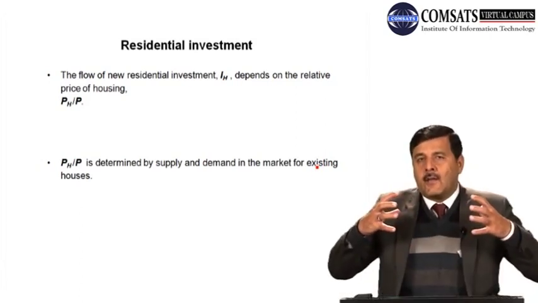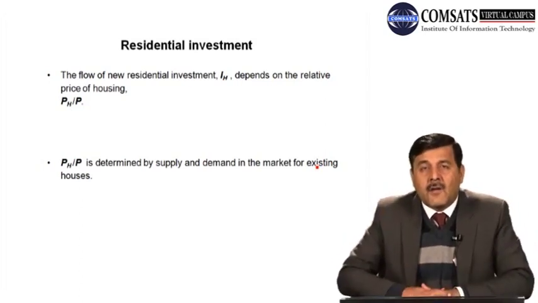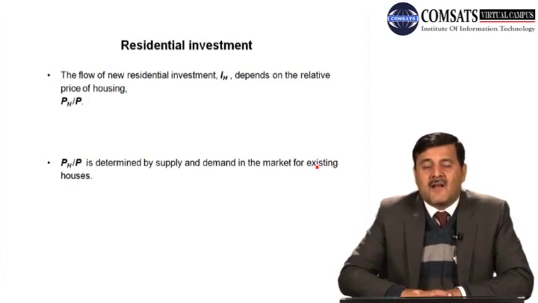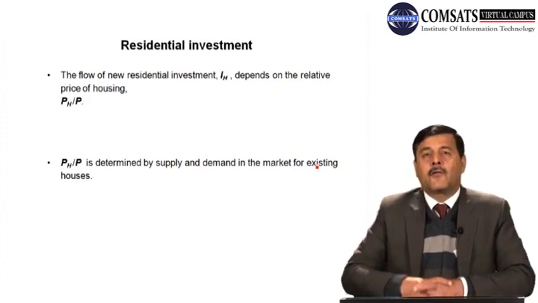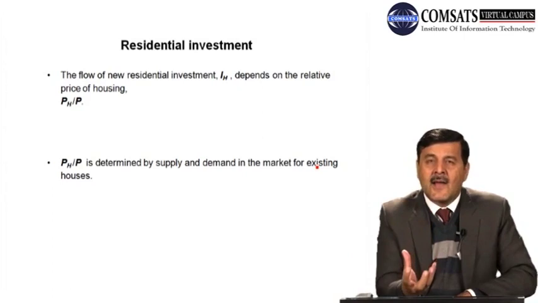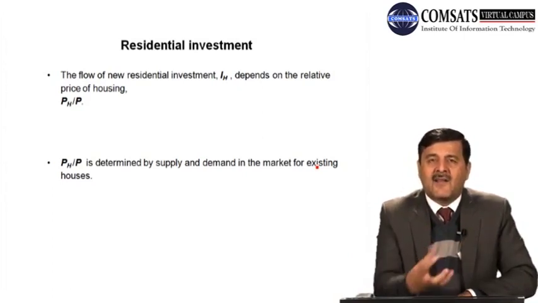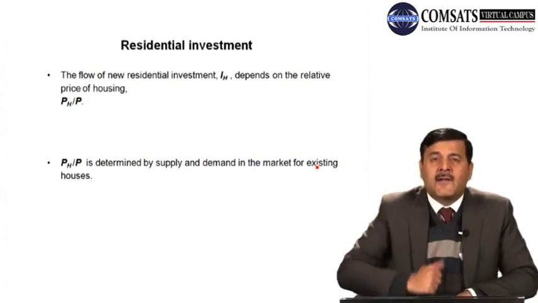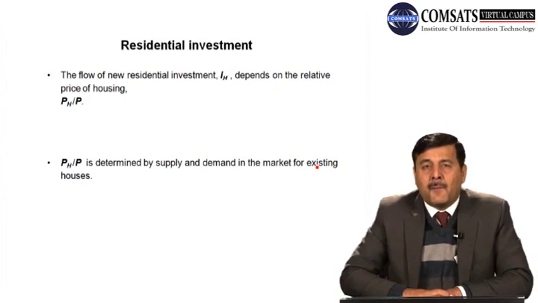So the residential investment, which is IH, depends on the relative price of housing in the country and the economy. Now how do we determine PH over P, the relative price? The relative price of housing, PH over P, is determined by the supply and demand in the housing market, right? So what is the demand for houses, what is the supply of houses, that determines the relative price of housing, which in turn determines the supply of houses and the level of residential investment in the country and the economy.